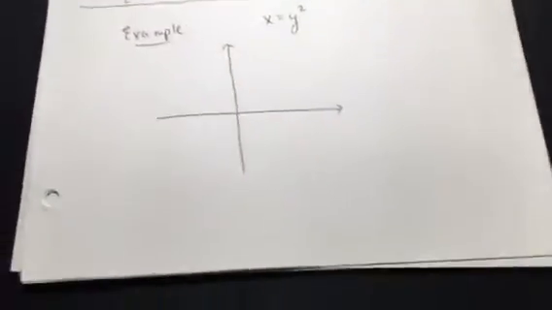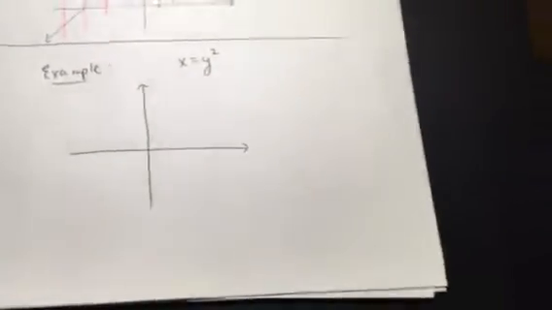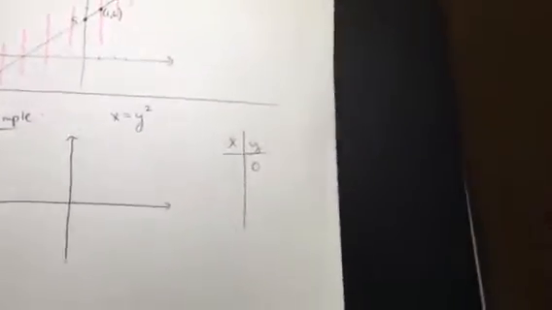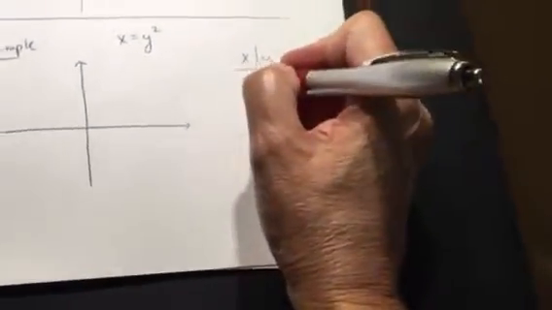If I have an equation, like x equals y squared, just because I have an equation doesn't mean that it's a function. For this one, I have x as the input, y is the output. If I plug in 0 for y, this one's probably easier to plug in for y, what do I get for x? 0. There's only one answer.